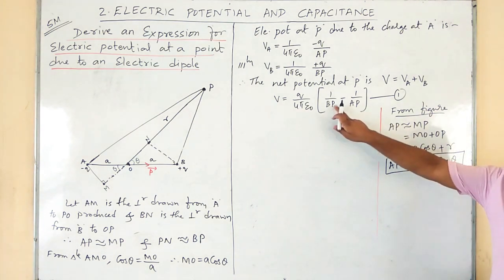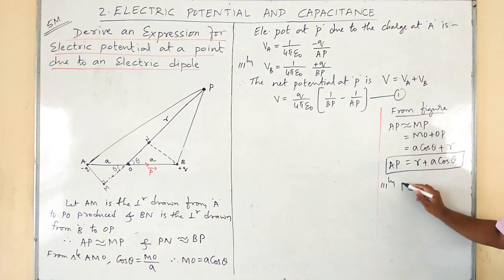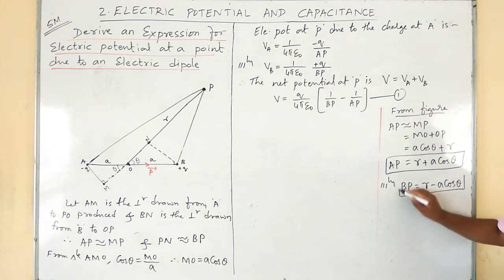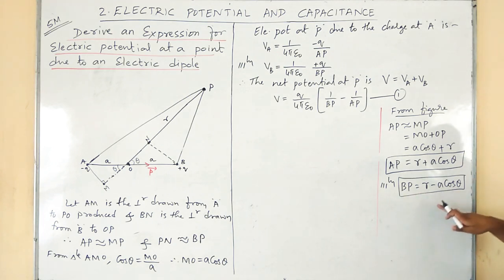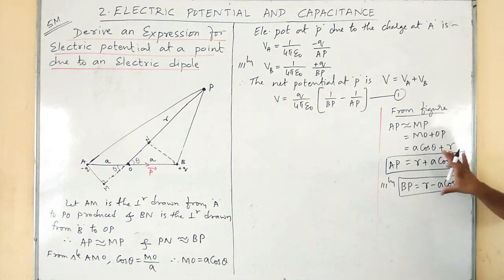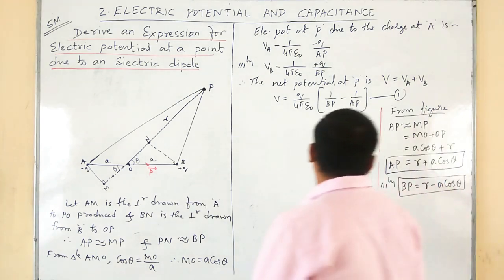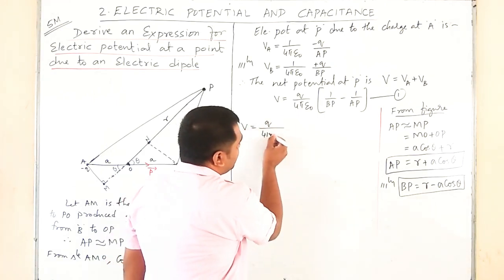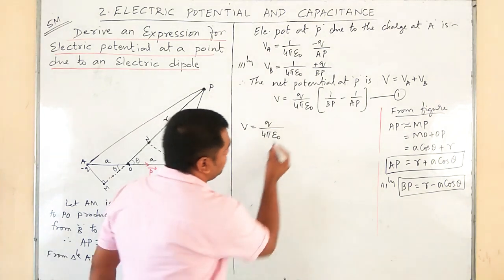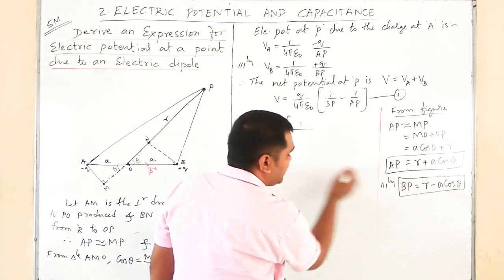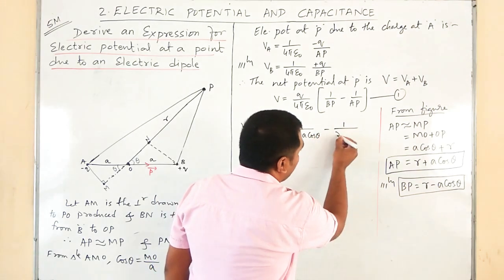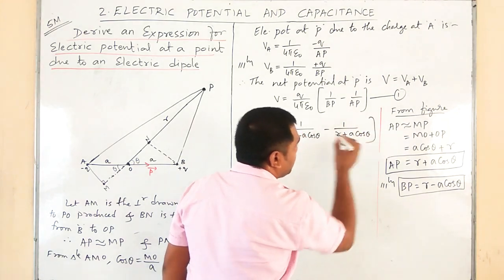Similarly, we want to find out BP. Similarly, BP will be, no need to show all these things again. For BP, you write r minus A cos theta. Similarly, BP is equal to r minus A cos theta. Substitute these two here. What we get? Okay. V is equal to Q divided by 4 pi epsilon naught, 1 upon BP, r minus A cos theta, minus 1 divided by r plus A cos theta.